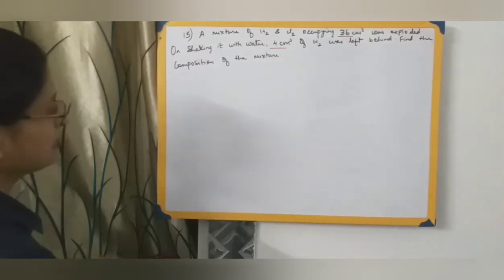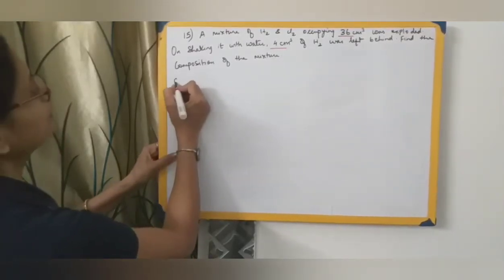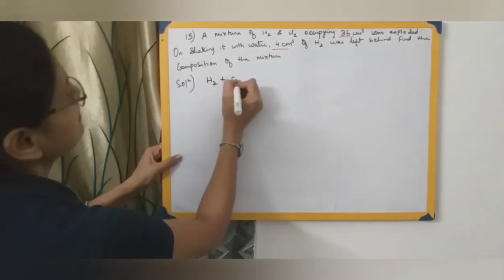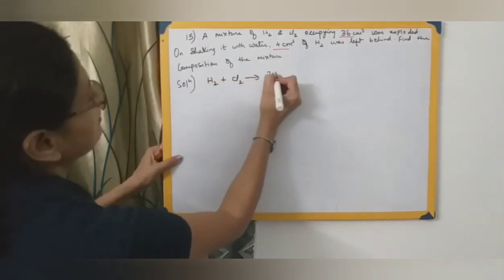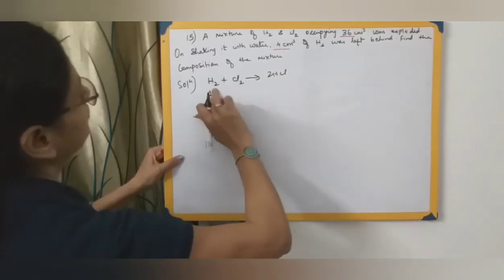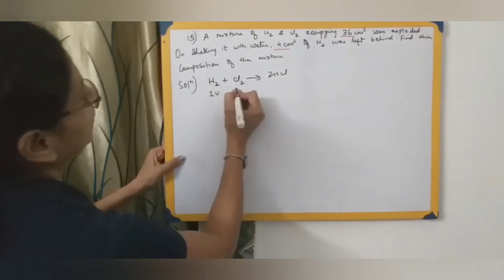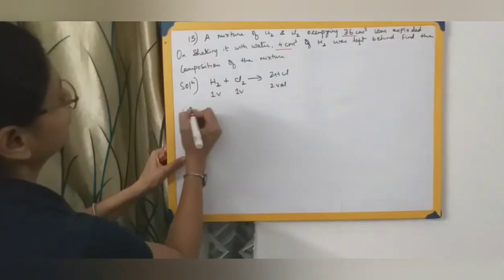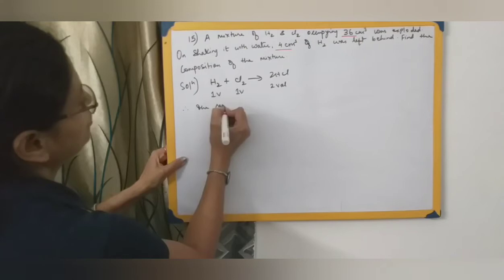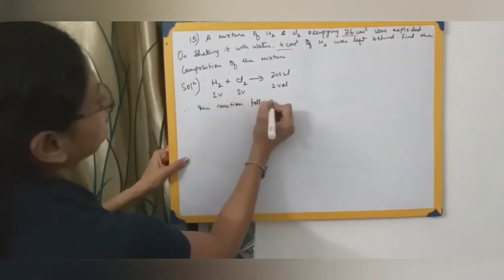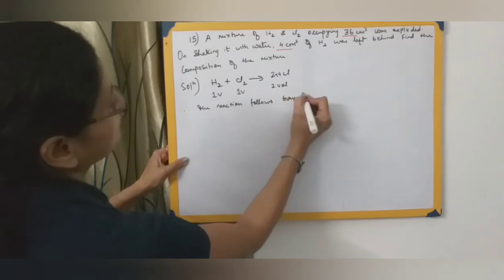So the first step will be the same. First of all, we will write down the equation for this. That is H2 plus Cl2 gives 2HCl. 1 volume, 1 volume, 2 volume. Therefore, the reaction follows Gay-Lussac's law.